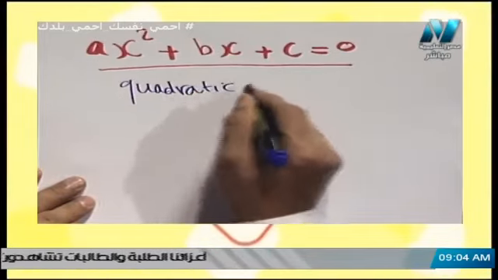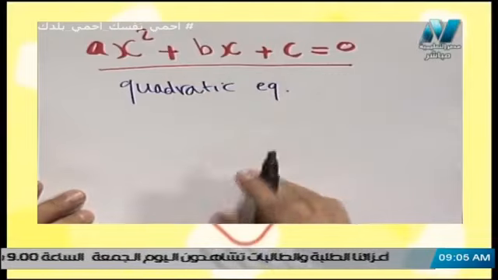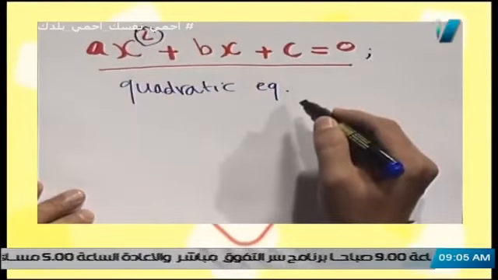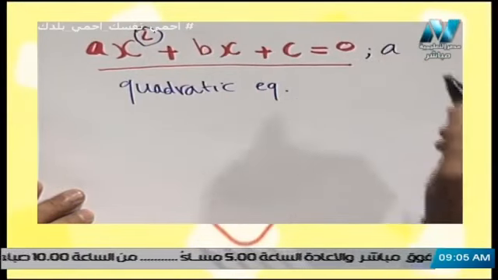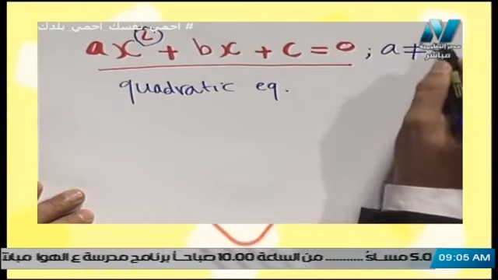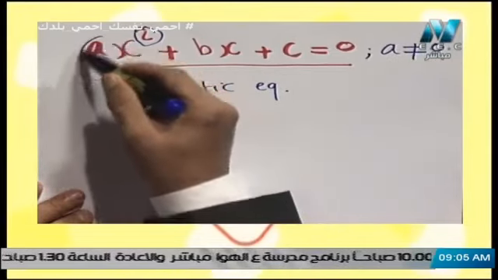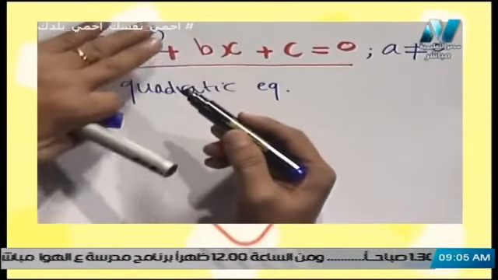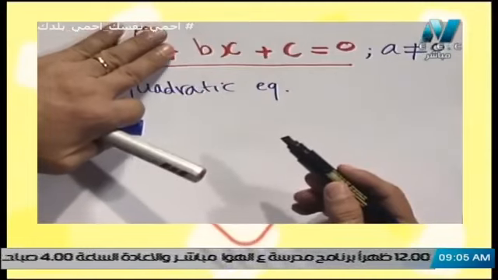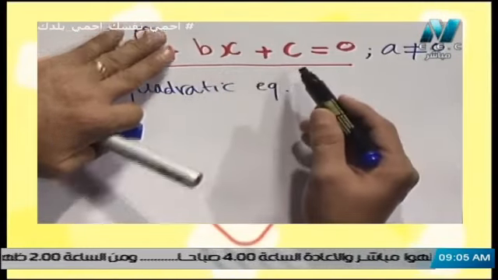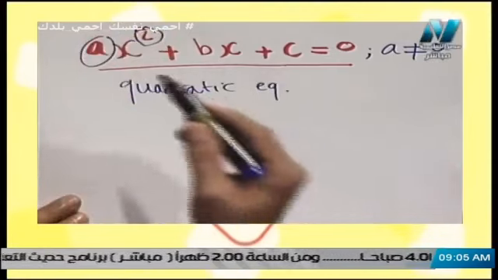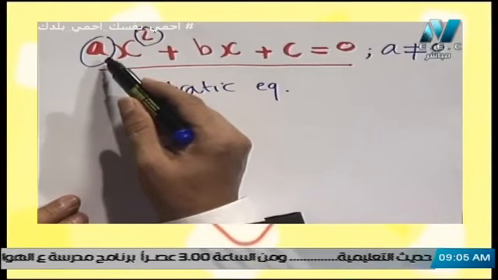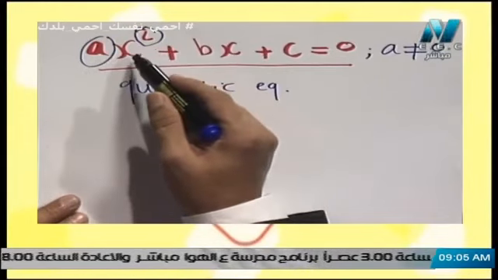Quadratic equation, because it is a second degree equation. And there is a very important condition here: a is a real number that doesn't equal 0. Because if a equals 0, it will not be a second degree equation, because only bx plus c will appear. It will be first degree. So we have a doesn't equal 0 at all. It must not equal 0 to be a second degree equation.